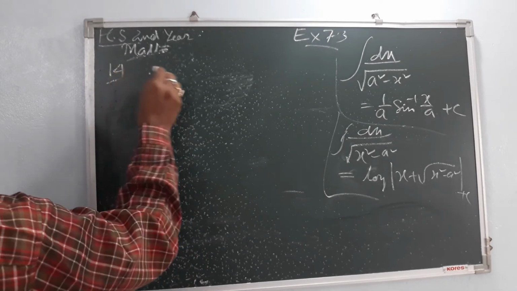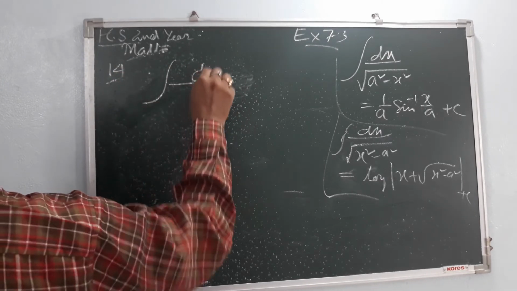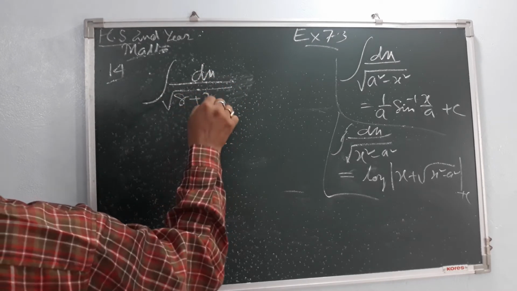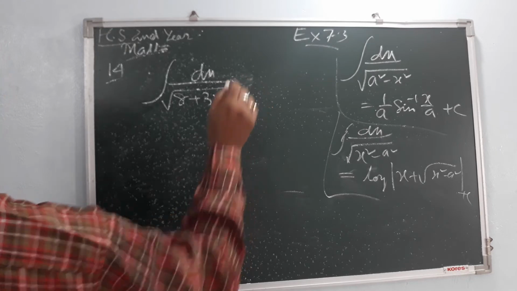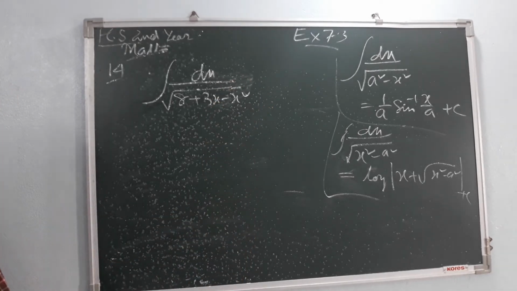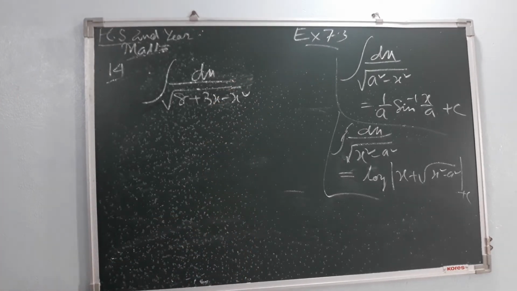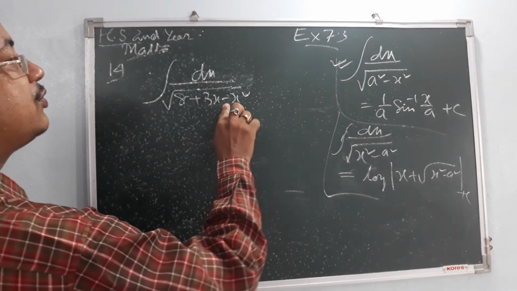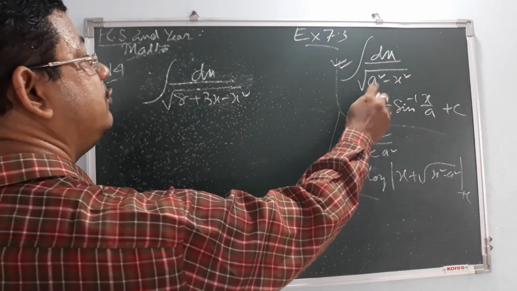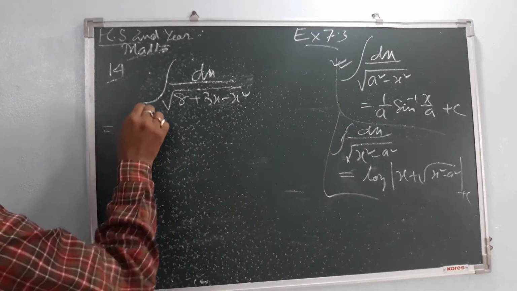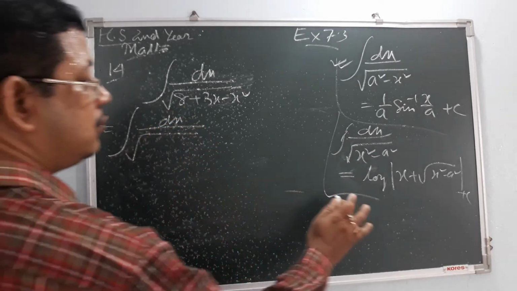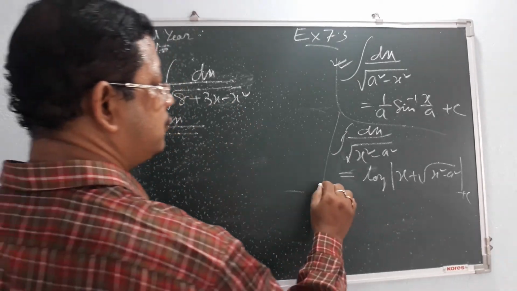This is integration dx divided by root over 8 plus thrice x minus x square. 8 plus thrice x minus x square. So what we can do for that one also? Here we will use this one because there is a minus there. This will give you an idea that we will use it again with the similar procedure. So I want to do a rough of this one here.